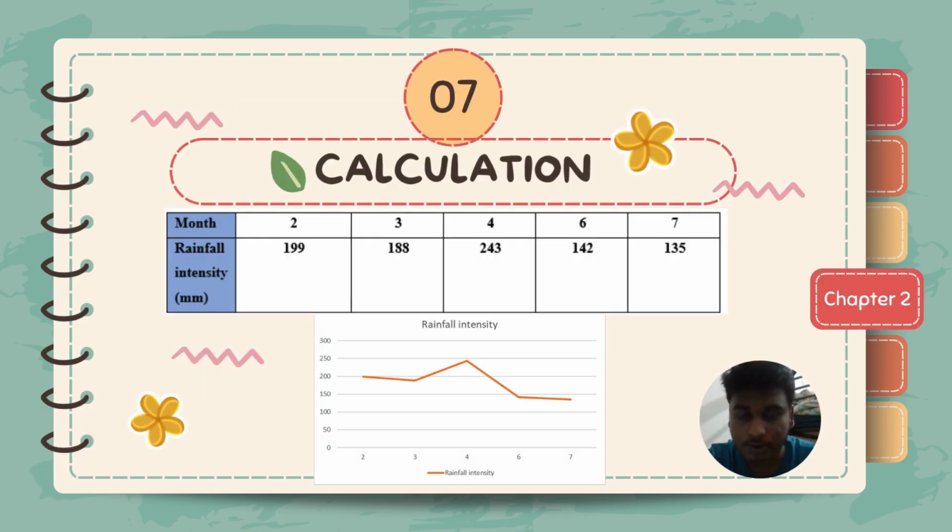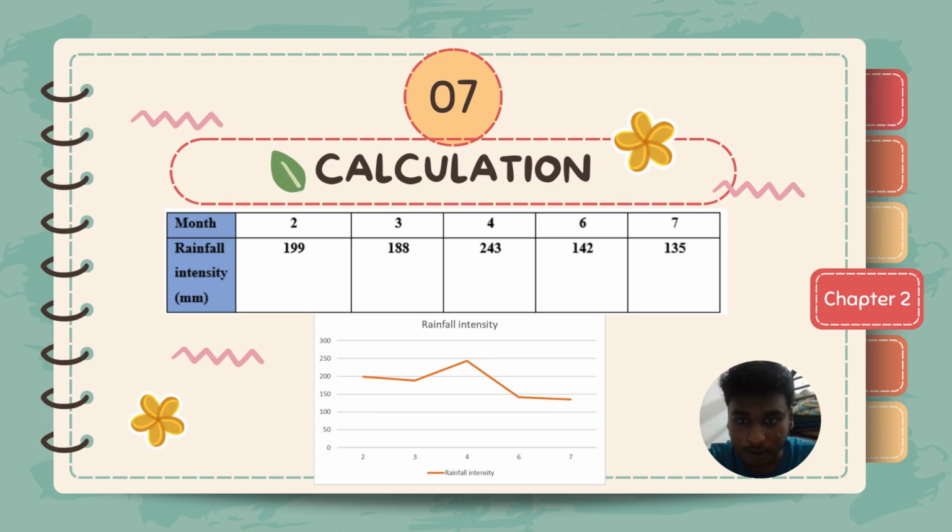Okay, so next part we will look at the calculation part. What we know at this calculation part is that we have the monthly precipitation recorded from February to July 2022. If you can see the months here: 2, 3, 4, 5, 6, and 7, but we don't have the data for the month of May.